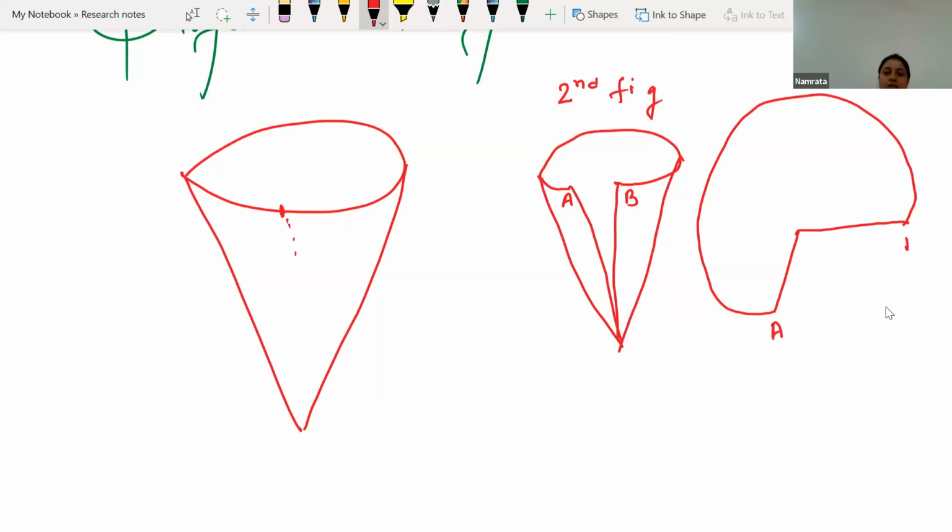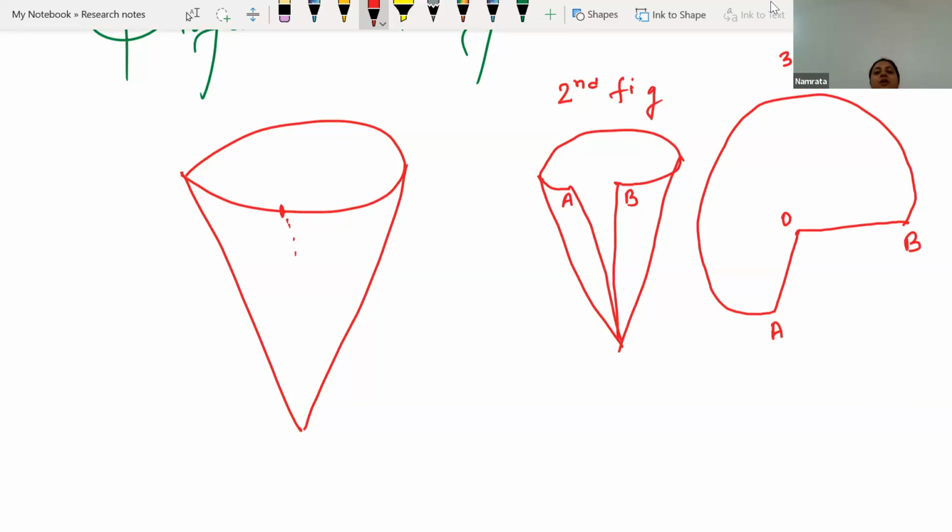This is A and this is B. If we open it completely, it will take this type of shape. The third figure. Are you understanding? Yes, ma'am. So earlier it was like a birthday cap. Now we have just cut it from one of the points and then we ended up getting A and B.